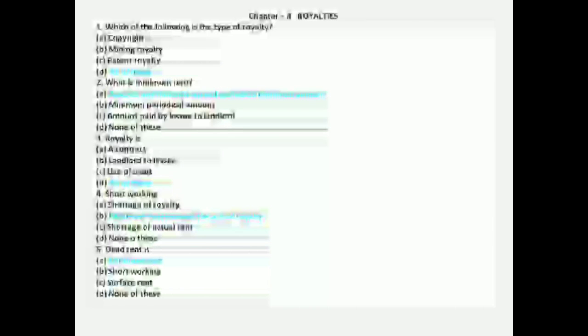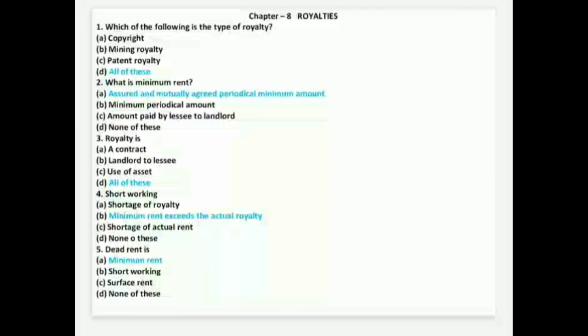Chapter 8 is royalty. Which of the following is a type of royalty? So we're talking about the copyright, mining royalty, patent royalty. So all of these are the correct answer.